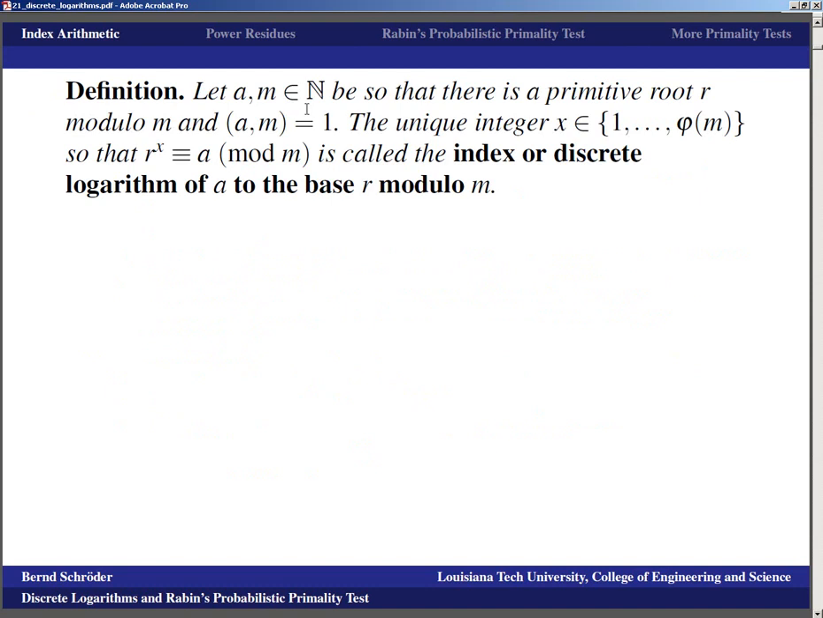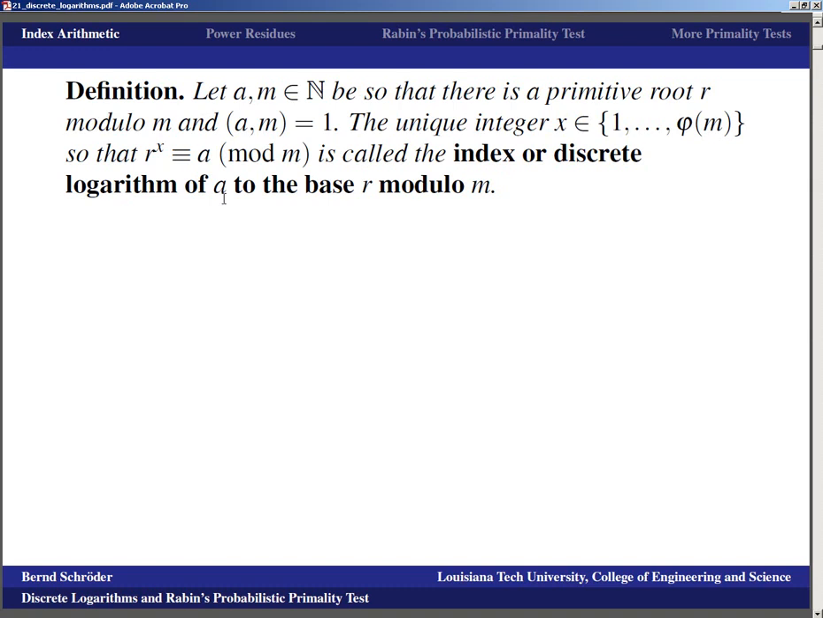If we have two natural numbers, a and m, so that there is a primitive root r modulo m, and so that the greatest common divisor of a and m is 1, then we call the unique integer x between 1 and phi of m, so that r to the x is equal to a modulo m, the index of a.